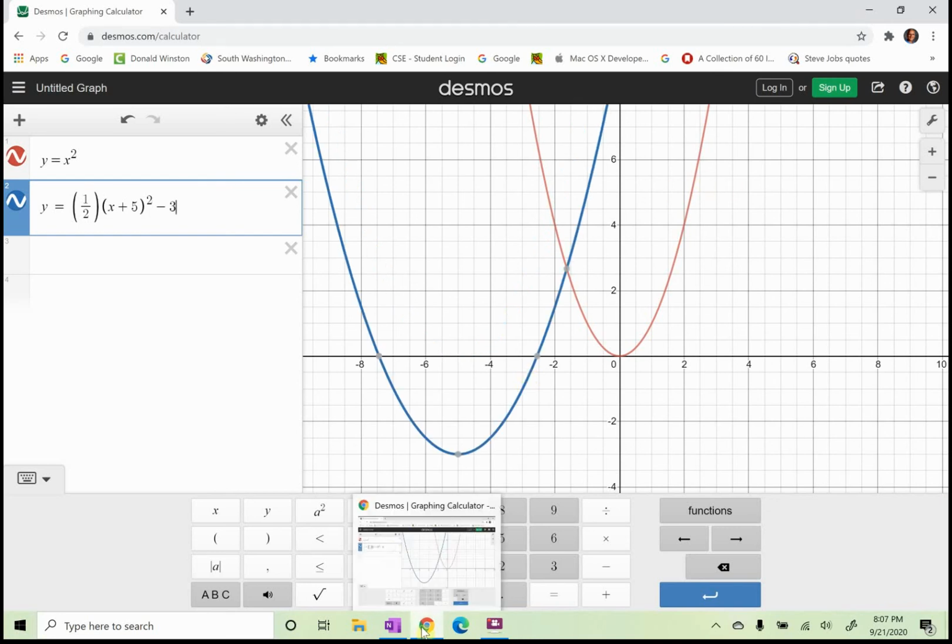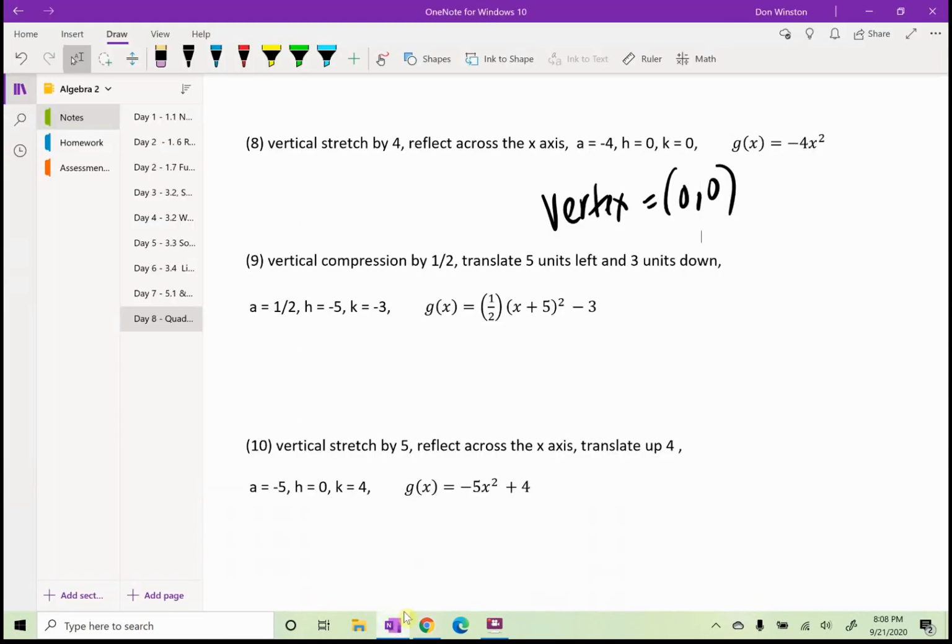Okay, so let me just make sure. Yep, I compressed the graph by a factor of 1/2. It's like I pushed down on the red graph, made it flatter. I moved the vertex over to the left 5. h is negative 5. And then down 3. So my vertex is negative 5, negative 3.